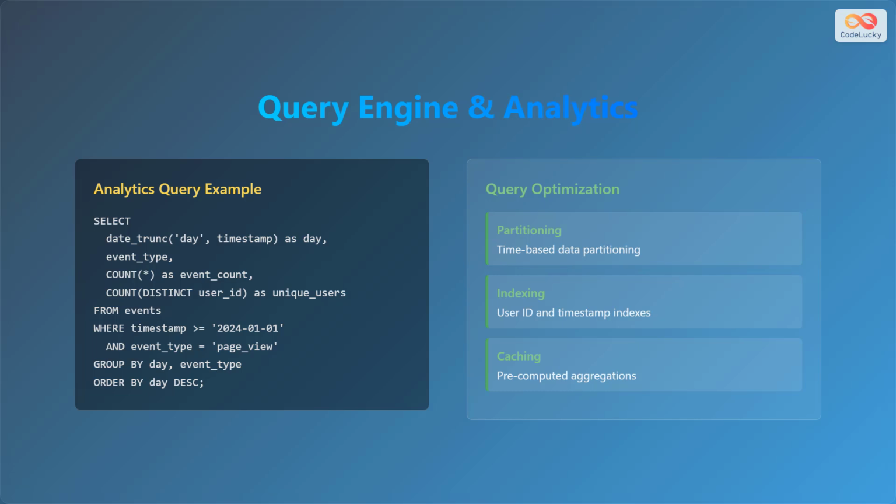Now let's explore the query engine and analytics aspect. Here's an example of an analytics query. It selects the date, event type, event count, and unique user count from the events table, filtering by timestamp and event type, grouping by day and event type, and ordering by day in descending order. To optimize queries, use techniques like partitioning for time-based data, indexing for user IDs and timestamps, and caching for pre-computed aggregations.